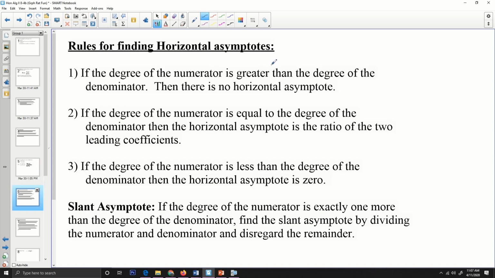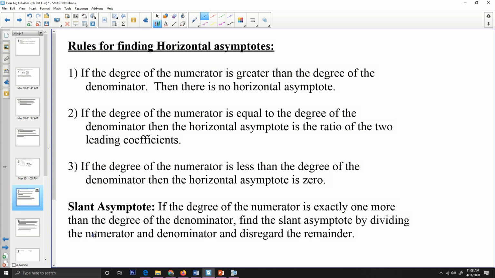Finding horizontal asymptotes, again, if the degree of the numerator is greater than the degree of the denominator, there is no horizontal asymptote. If the degree of the numerator is equal to the degree of the denominator, we get the ratio of the two leading coefficients, and we'll have an example of that. And if the degree of the numerator is less than the degree of the denominator, the horizontal asymptote is 0.